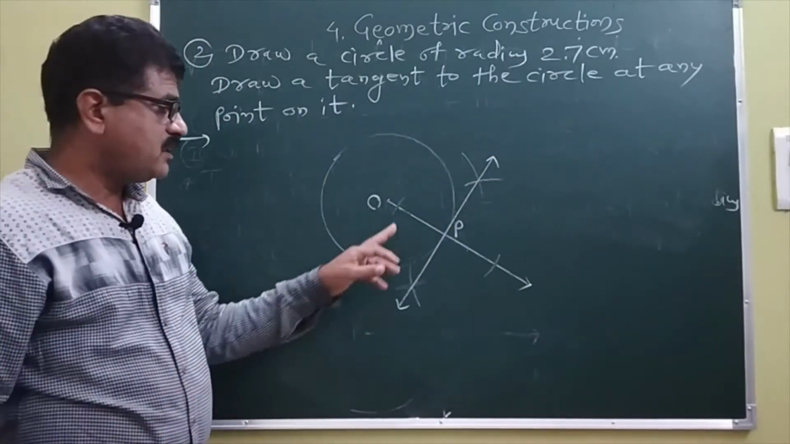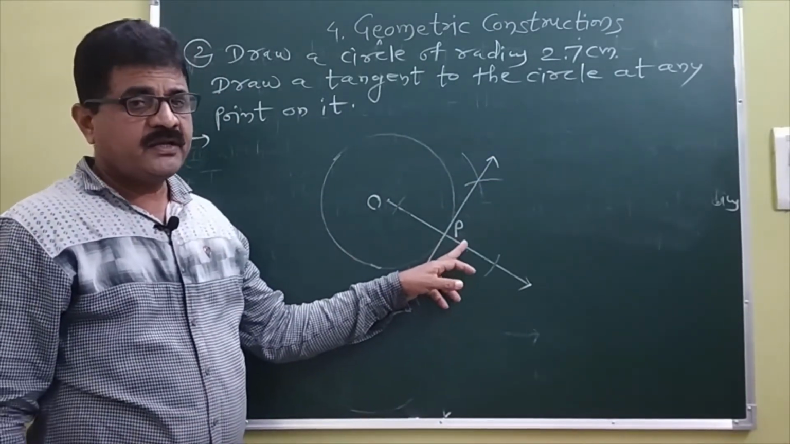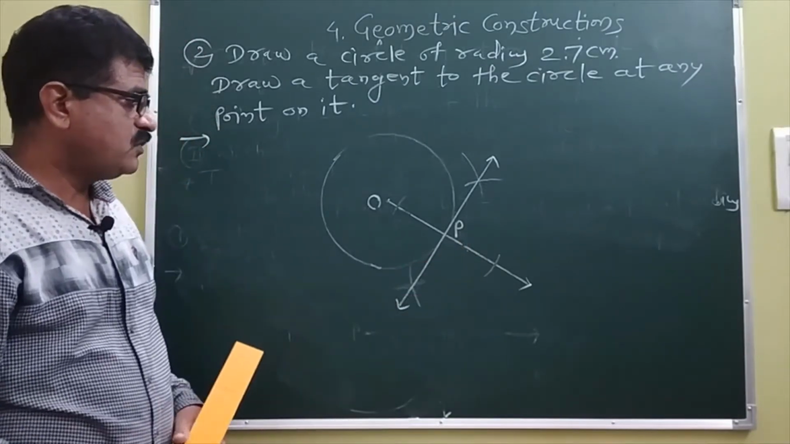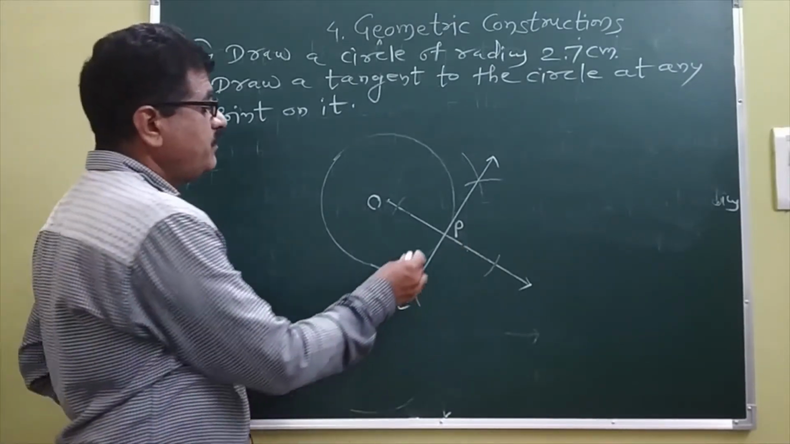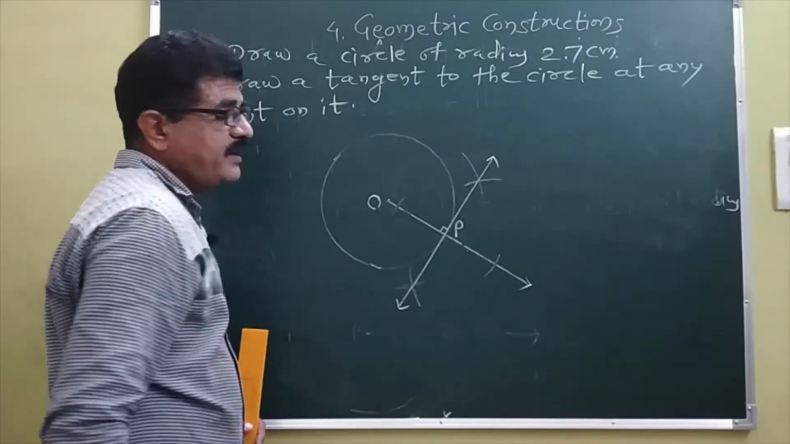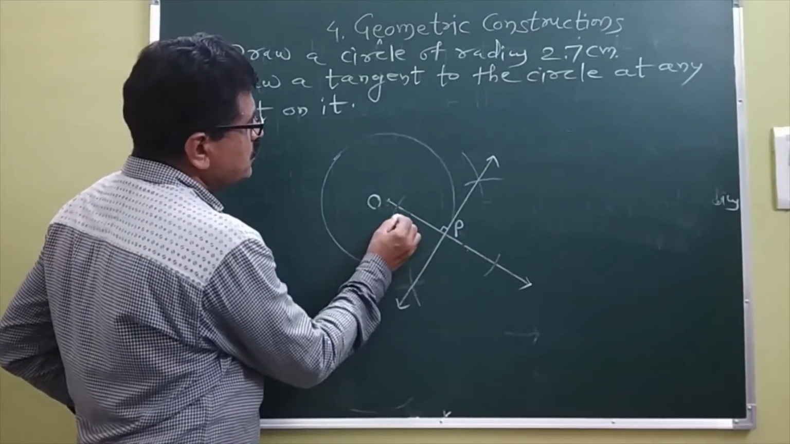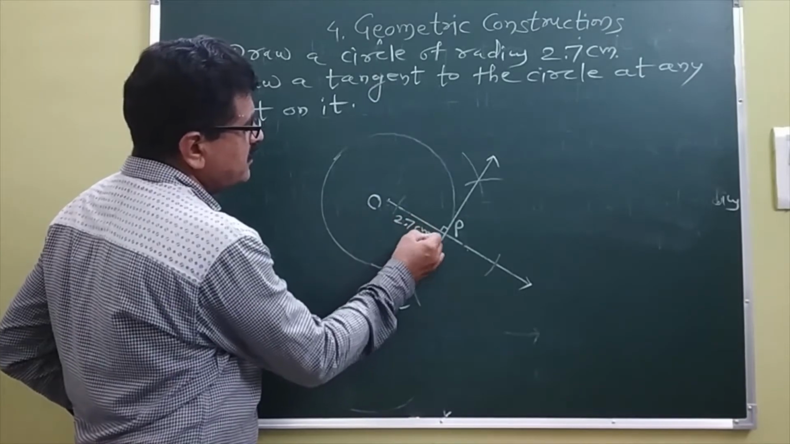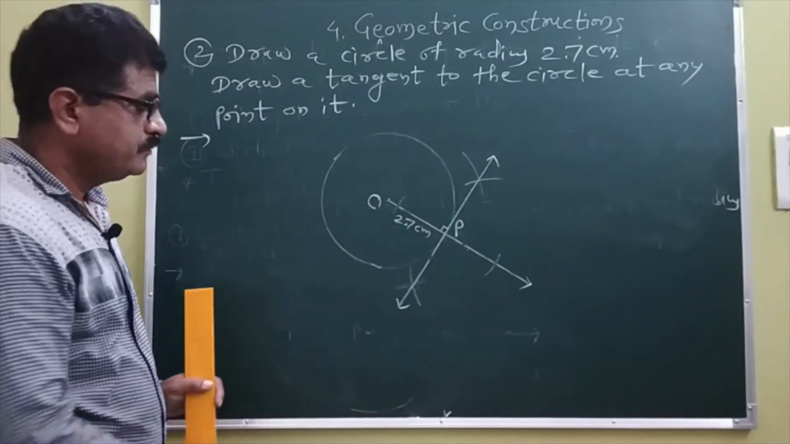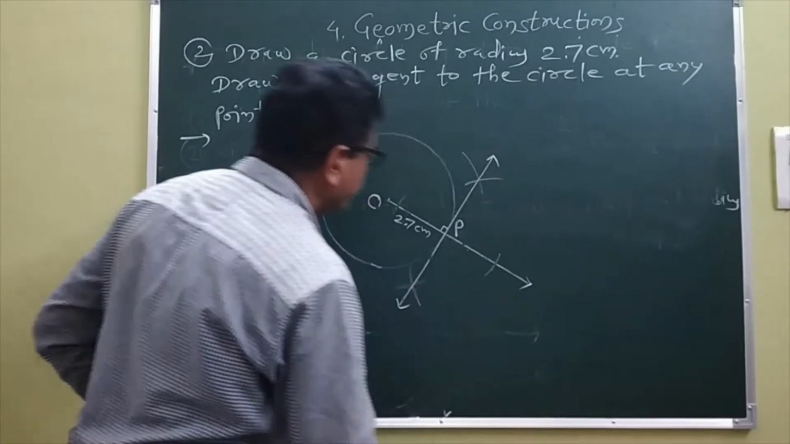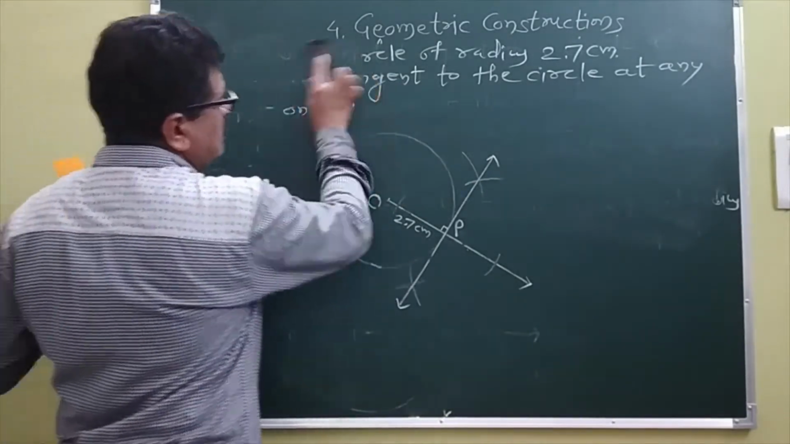This is a tangent passing through point P. Tangent to a circle passing through point P. This is a right angle. Here the radius is 2.7 centimeter. Question number 3.